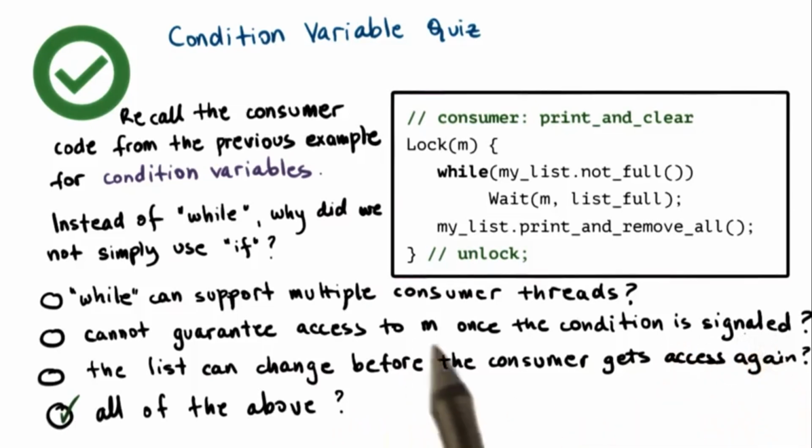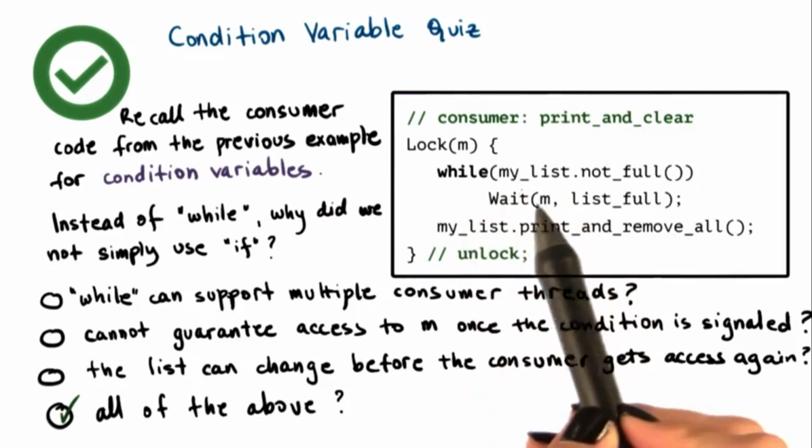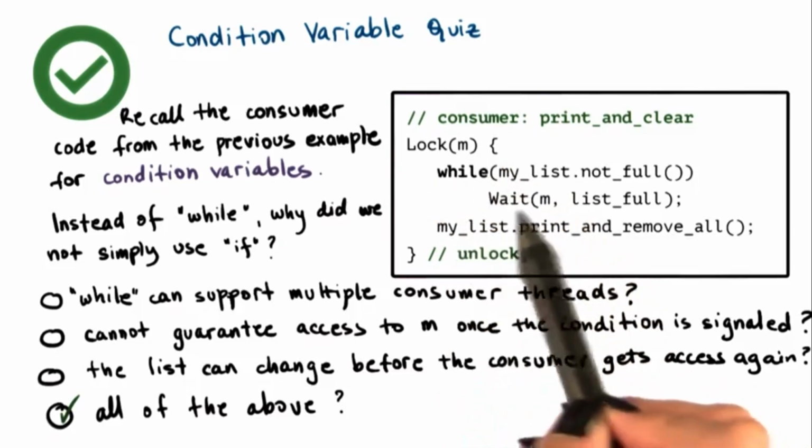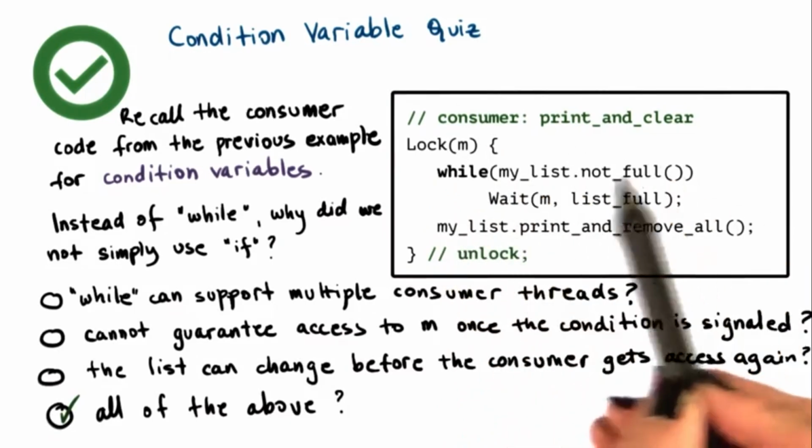And so in that regard, if you cannot control the access to the mutex and guarantee it, you have no way to guarantee that the value of this list variable will not change before the consumer gets to have access to it again. So all of these three factors contribute to the fact that we have to use while in order to make sure that when we wake up from a wait statement, indeed, this condition that we were waiting on is met.